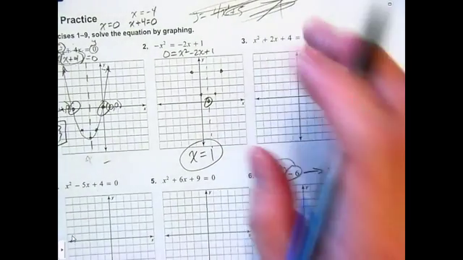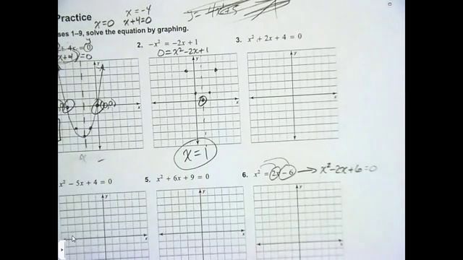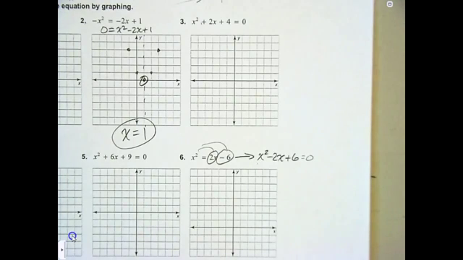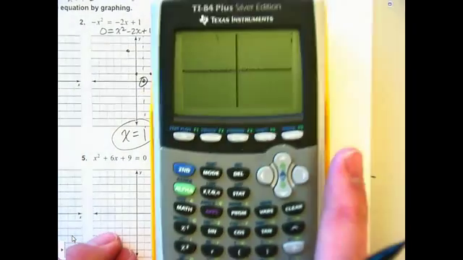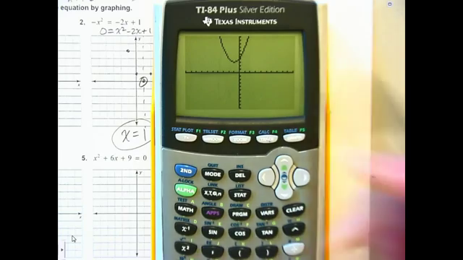Hey, did anyone try graphing it? Anyone try graphing it by factoring? All right, number 3. Give it a shot there. Put it in your calculator. Okay, here we go. How many times has this one crossed the x-axis? 0. How many solutions are there? There are going to be no solutions here.